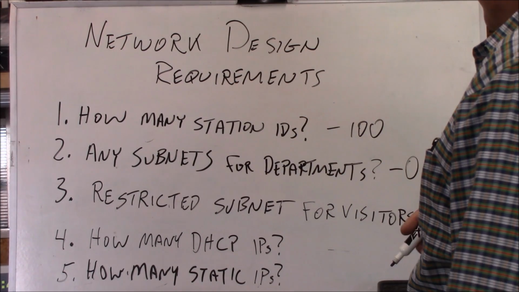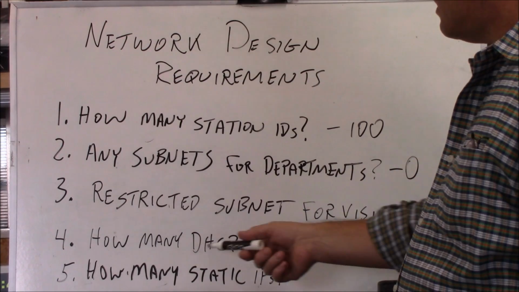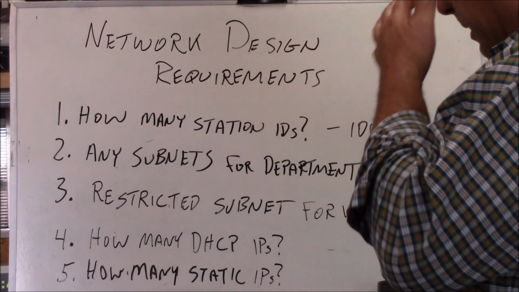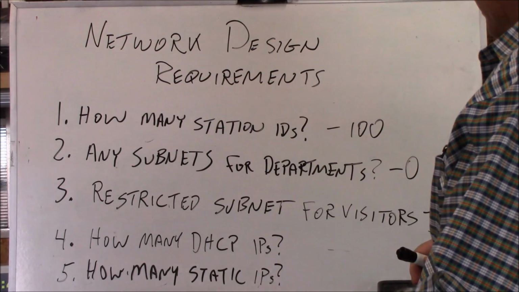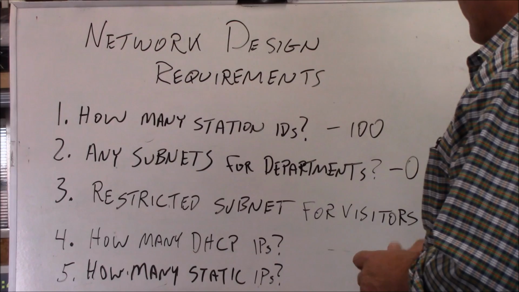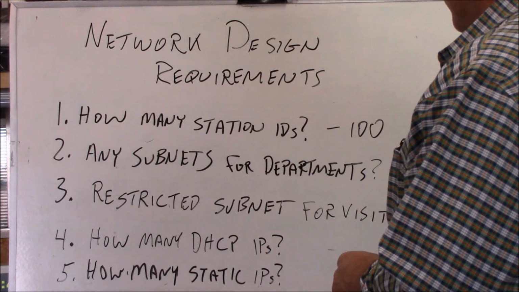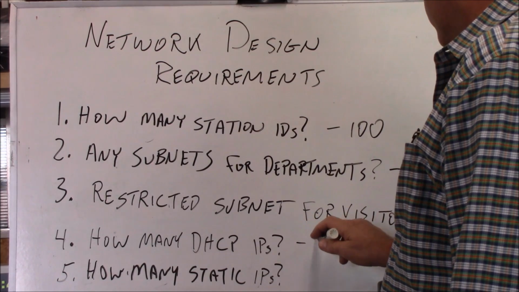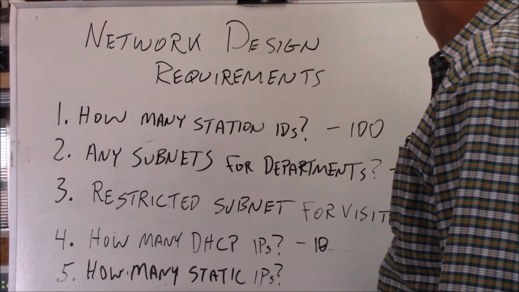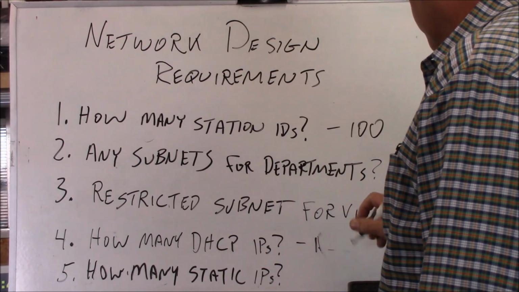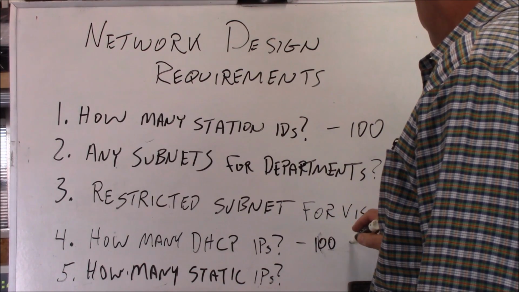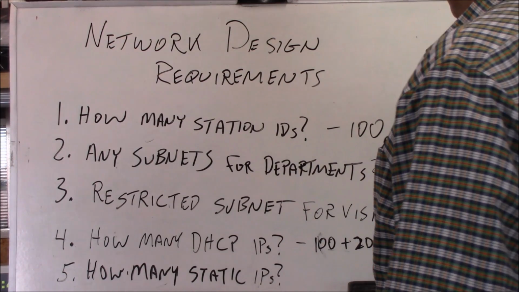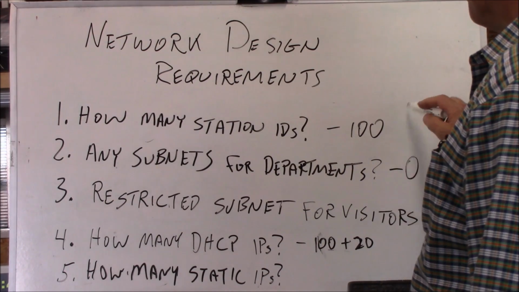How many DHCP IPs? And DHCP stands for Dynamic Host Configuration Protocol. That's what happens when you turn your PC on, it gets an IP address. We're going to say we want all 100 plus 20 for the visitors, because we want all these on DHCP.